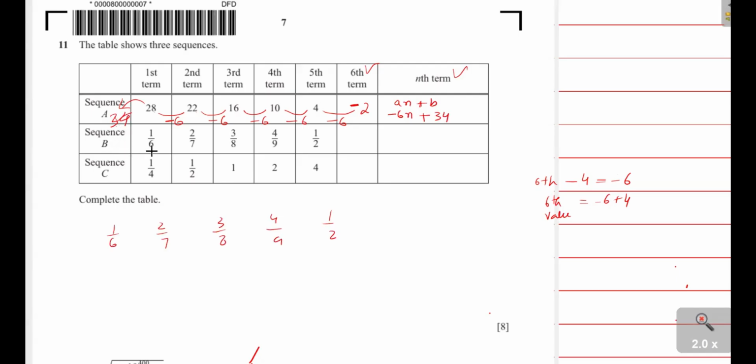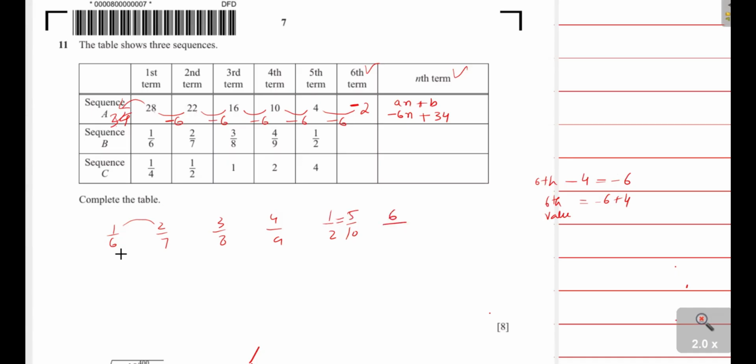Next, sequence B. These are the values of sequence B. Look here, this is 1 over 6, 2 over 7, 3 over 8, 4 over 9. This value you can write in replace of 1 over 2, 5 over 10. We have to write 6 term value, therefore we will write the numerator value. The numerator value you see here, each value when you add 1, you get the next term. Look here, 1 plus 1, 2, 2 plus 1, 3, and next 4 plus 1 is 5, and next value 5 plus 1, you get 6.